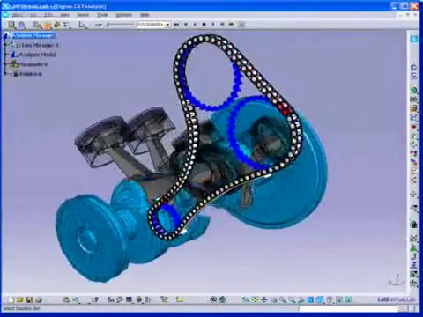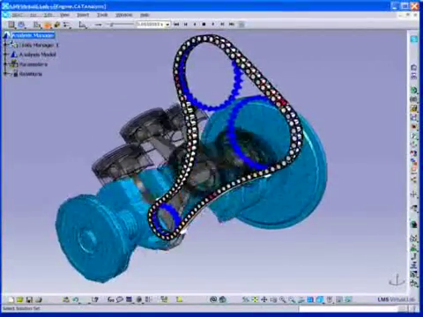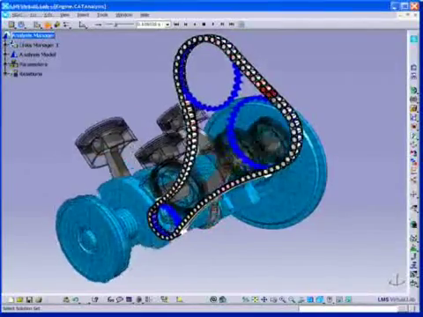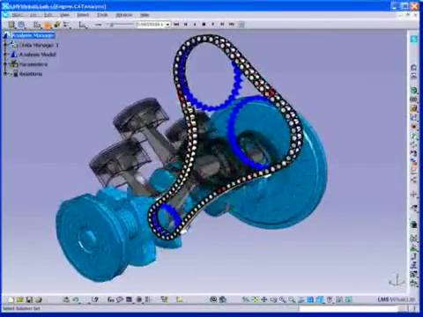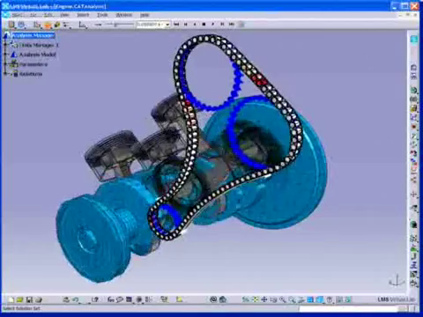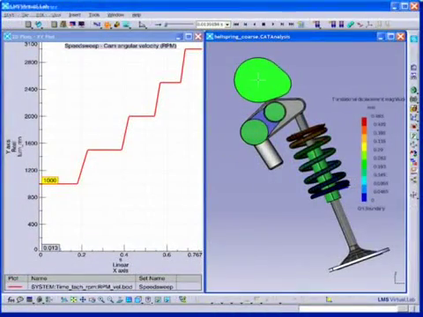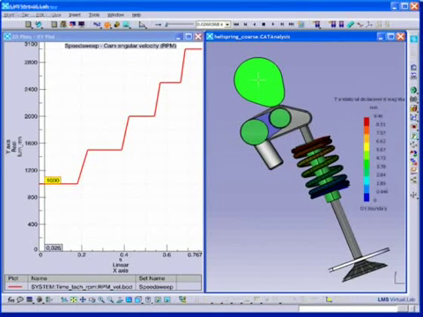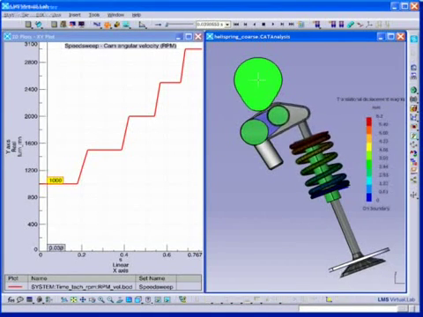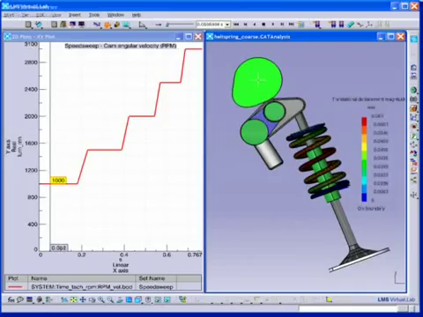The chain and sprockets are also simulated. Notice that this part of the model contains multiple bodies, joints, and contact force elements. The chain couples the crankshaft motion with the camshaft and valve train. The valves are also modeled, and even nonlinear valve spring dynamics are taken into account to make the most accurate prediction of the total system's transient dynamic response.